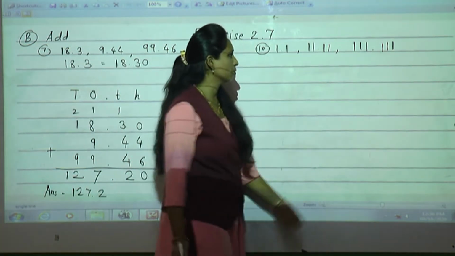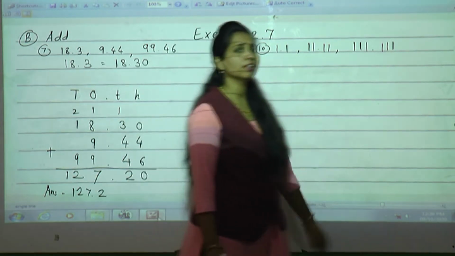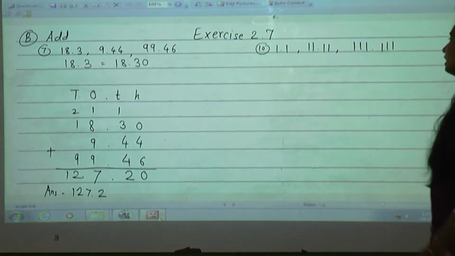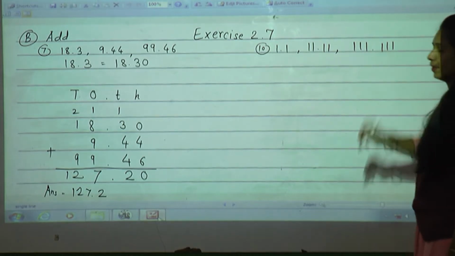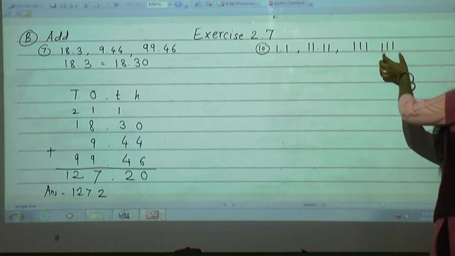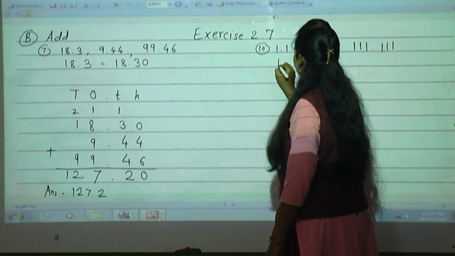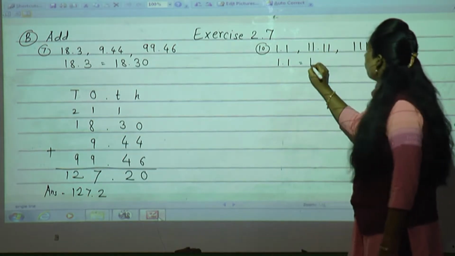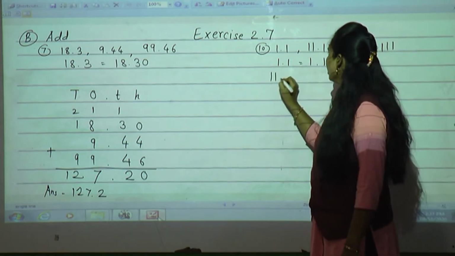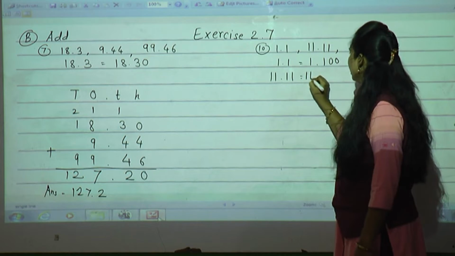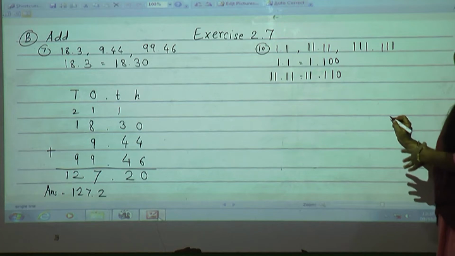Now see, in this sum also the decimal places are not equal, so we have to make all the numbers into like decimals. So 1.1, 11.11 and 111.111. After the decimal point, how many digits should be there? 3 digits. So we have to convert this. 1.1 means 1.100, and the next, 11.11 means 11.110. We need to add just 0, okay?